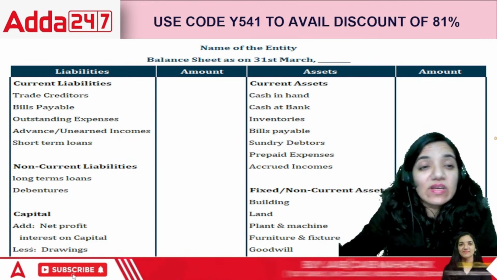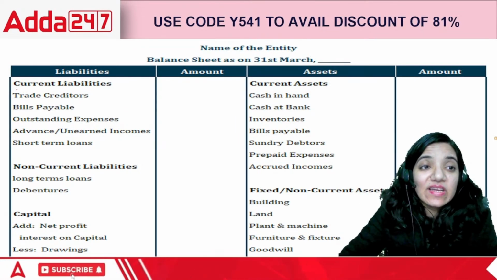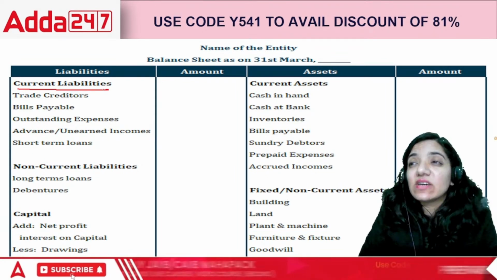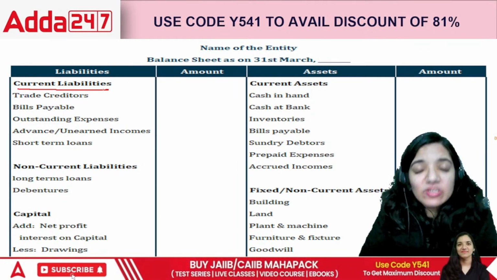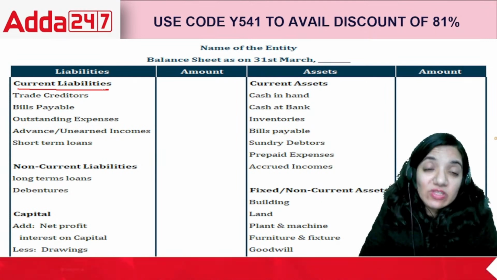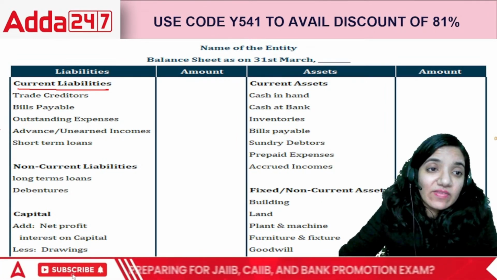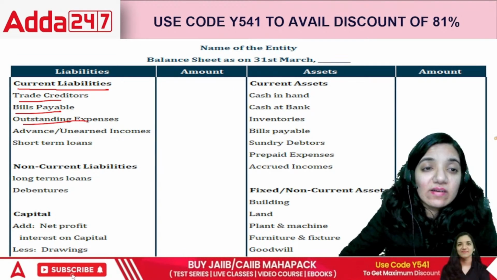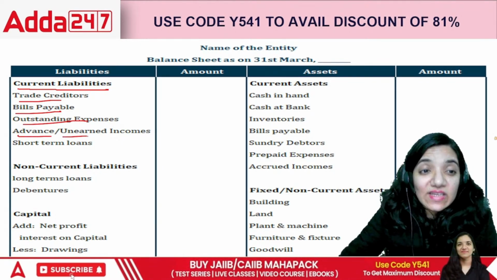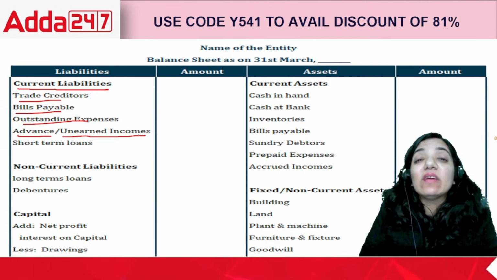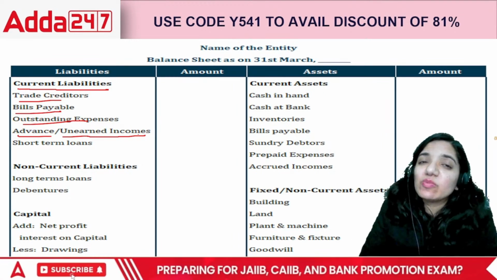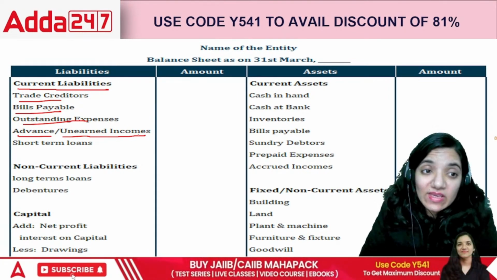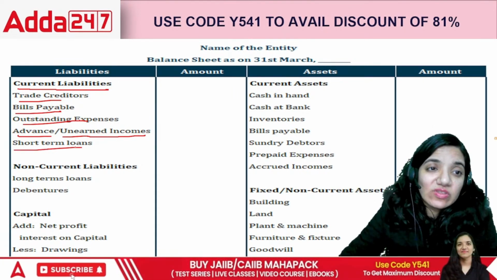If we talk about the current liabilities, that means the liabilities which we are supposed to pay within a time span of 1 year. That is the trade creditors. Then we have bills payable, outstanding expenses, advances, then unearned incomes, the money which we have received in advance but we haven't done the work yet. And then we have the short-term loans. So these are all the current liabilities.